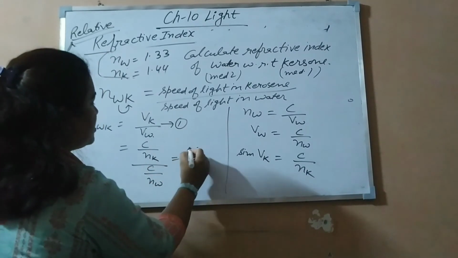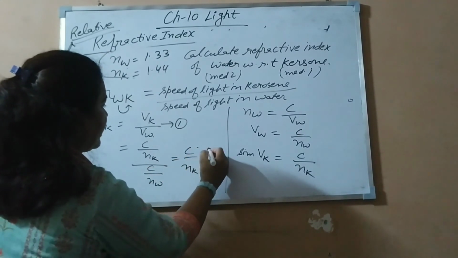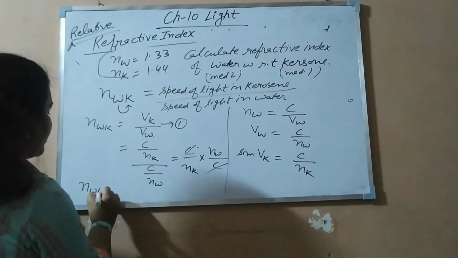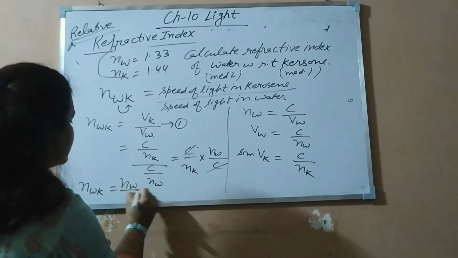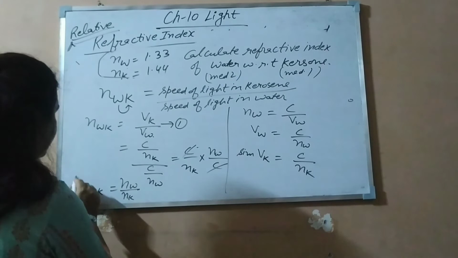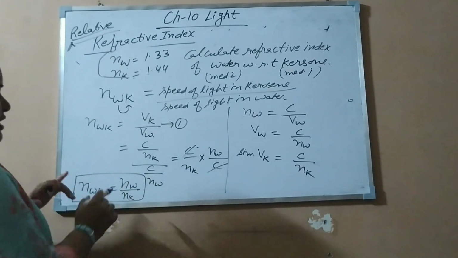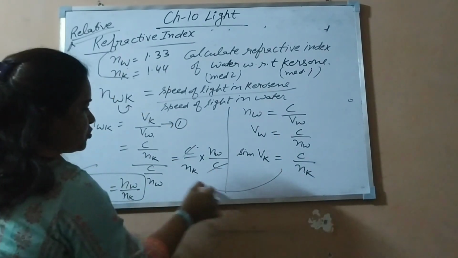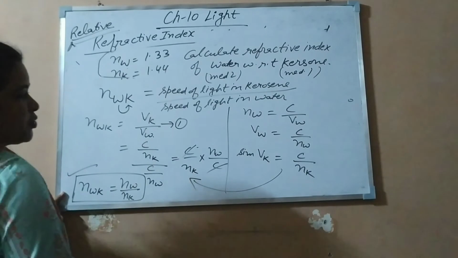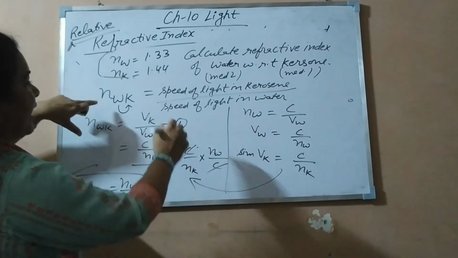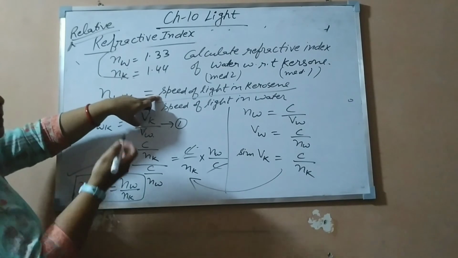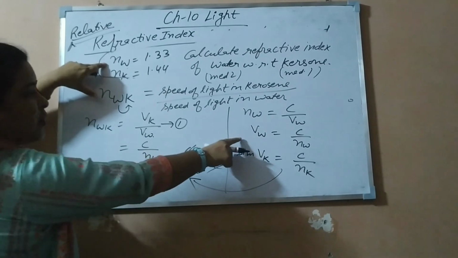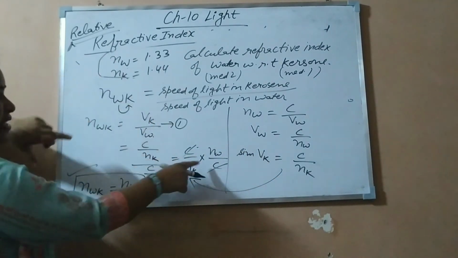Now cross multiply it: C upon Nk multiplied by Nw upon C. So the speed of light cancels out. What you have got is the relation in refractive index: refractive index of water upon refractive index of kerosene. In this way, either you learn this formula directly, or you do this step and then substitute that value in the first equation. Here the given formula is in terms of speed, but speed is not given in this type of question. Refractive indices are given, so we solve from the absolute refractive indices and then substitute here.